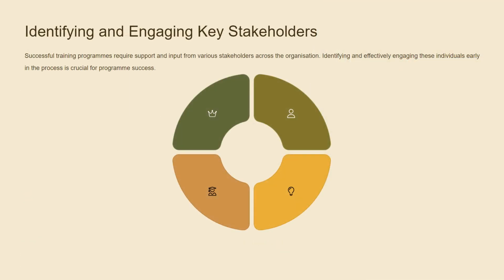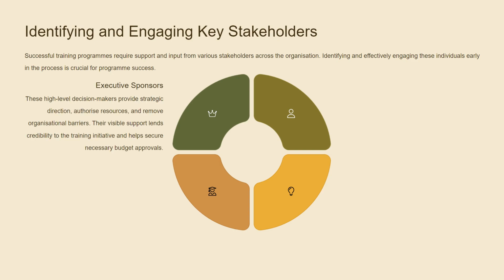Successful training programs require support and input from various stakeholders across the organization. Identifying and effectively engaging these individuals early in the process is crucial for program success. These high-level decision-makers provide strategic direction, authorize resources, and remove organizational barriers. Their visible support lends credibility to the training initiative and helps secure necessary budget approvals.